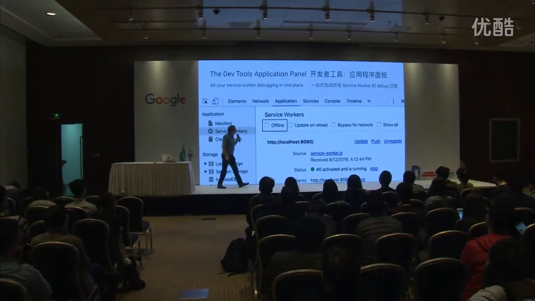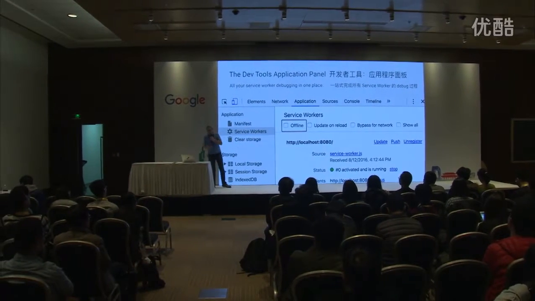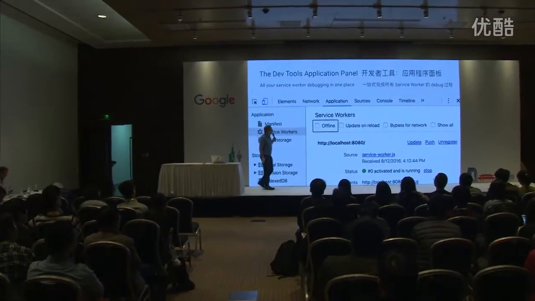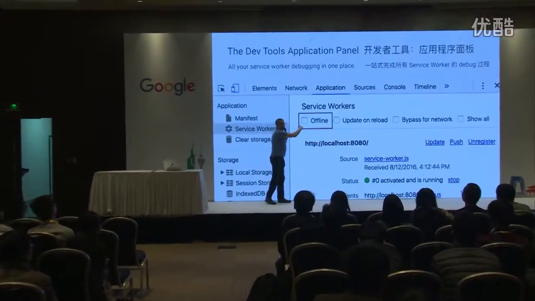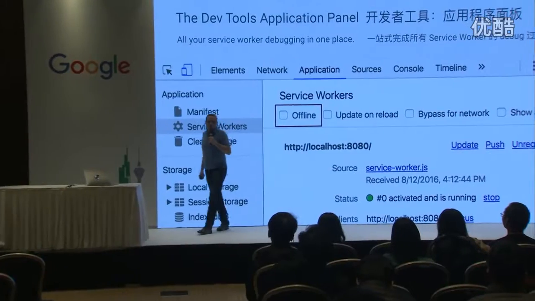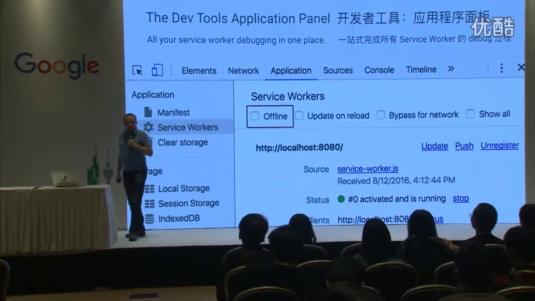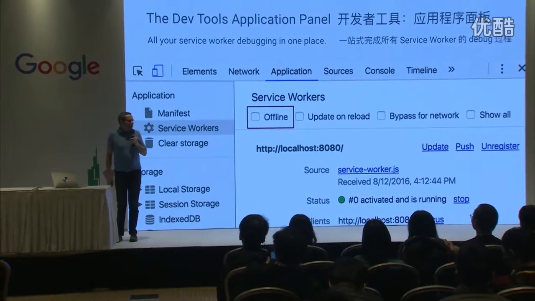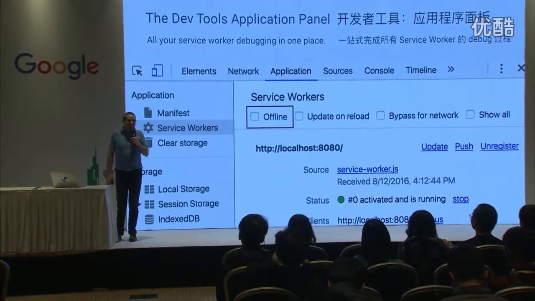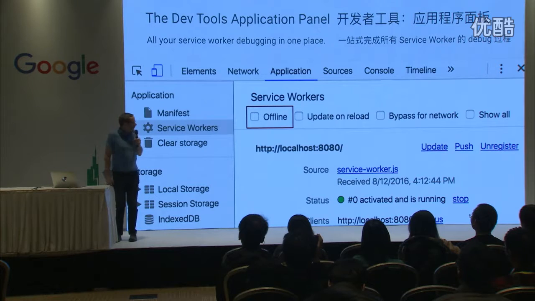So there's a couple of other things that you can do in here. If you check that checkbox, Chrome will put the browser into offline mode and won't send any requests to the network. Quick, easy way to test offline. You don't have to shut down your server or anything like that. You can just say, hey, offline.